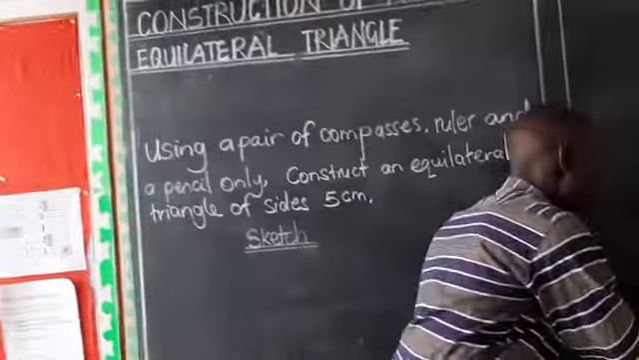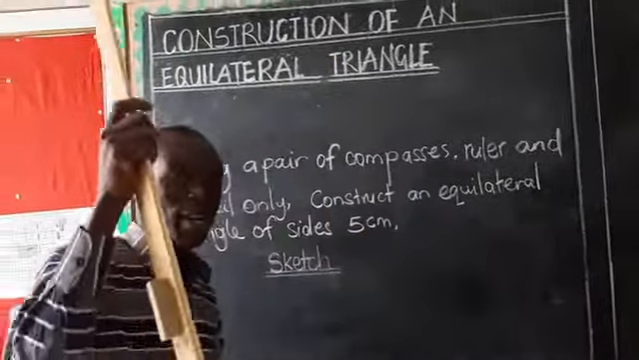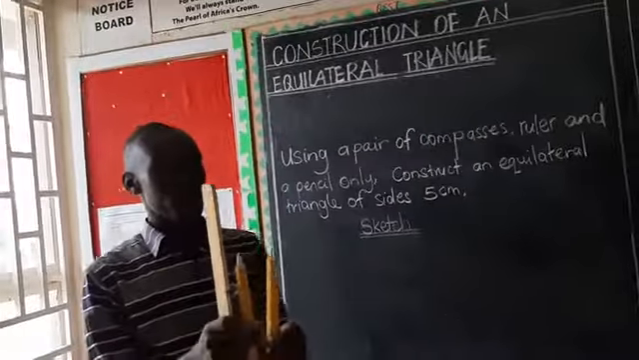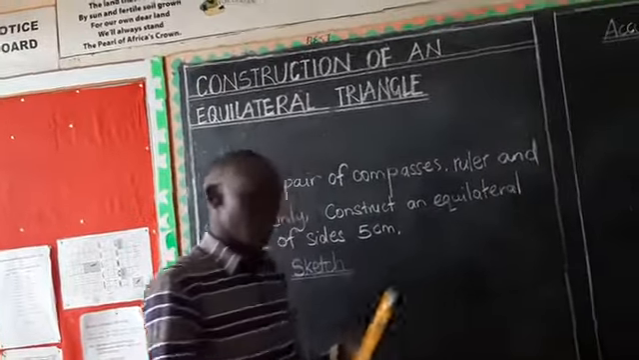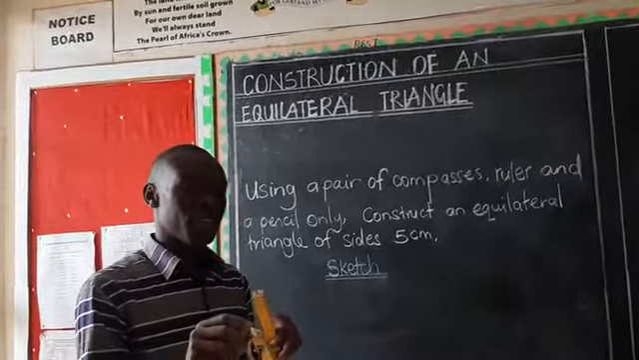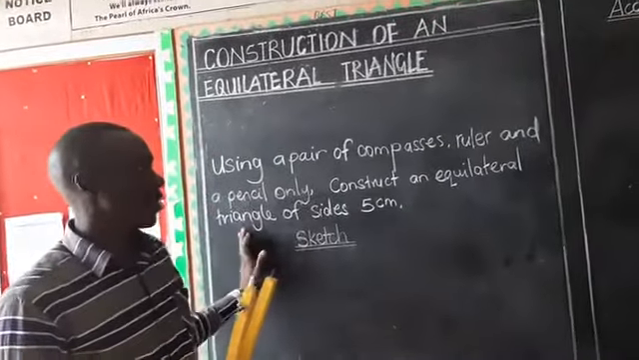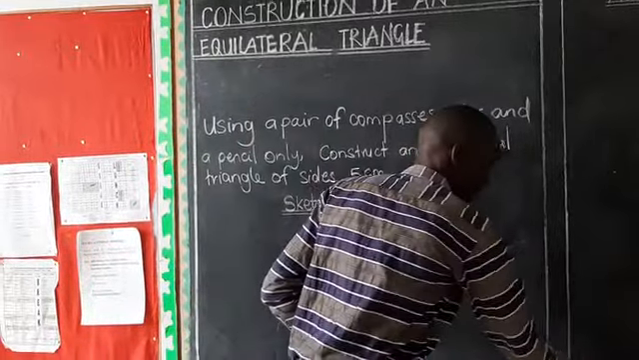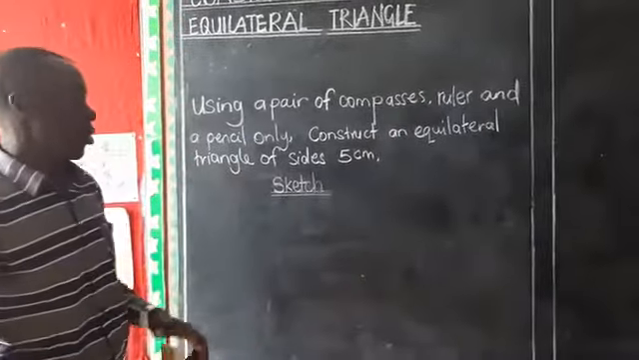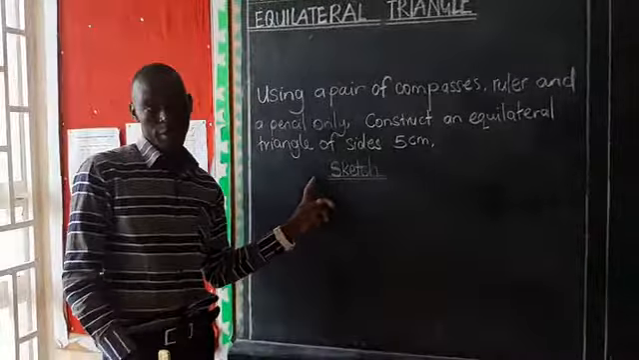I have them here. This one is my ruler, and this one is going to be my pair of compasses. In this pair of compasses, I have my pencil. So the three items given by the question, I have them here. You need to have also an extra pencil to help you in doing what we shall call the sketch.